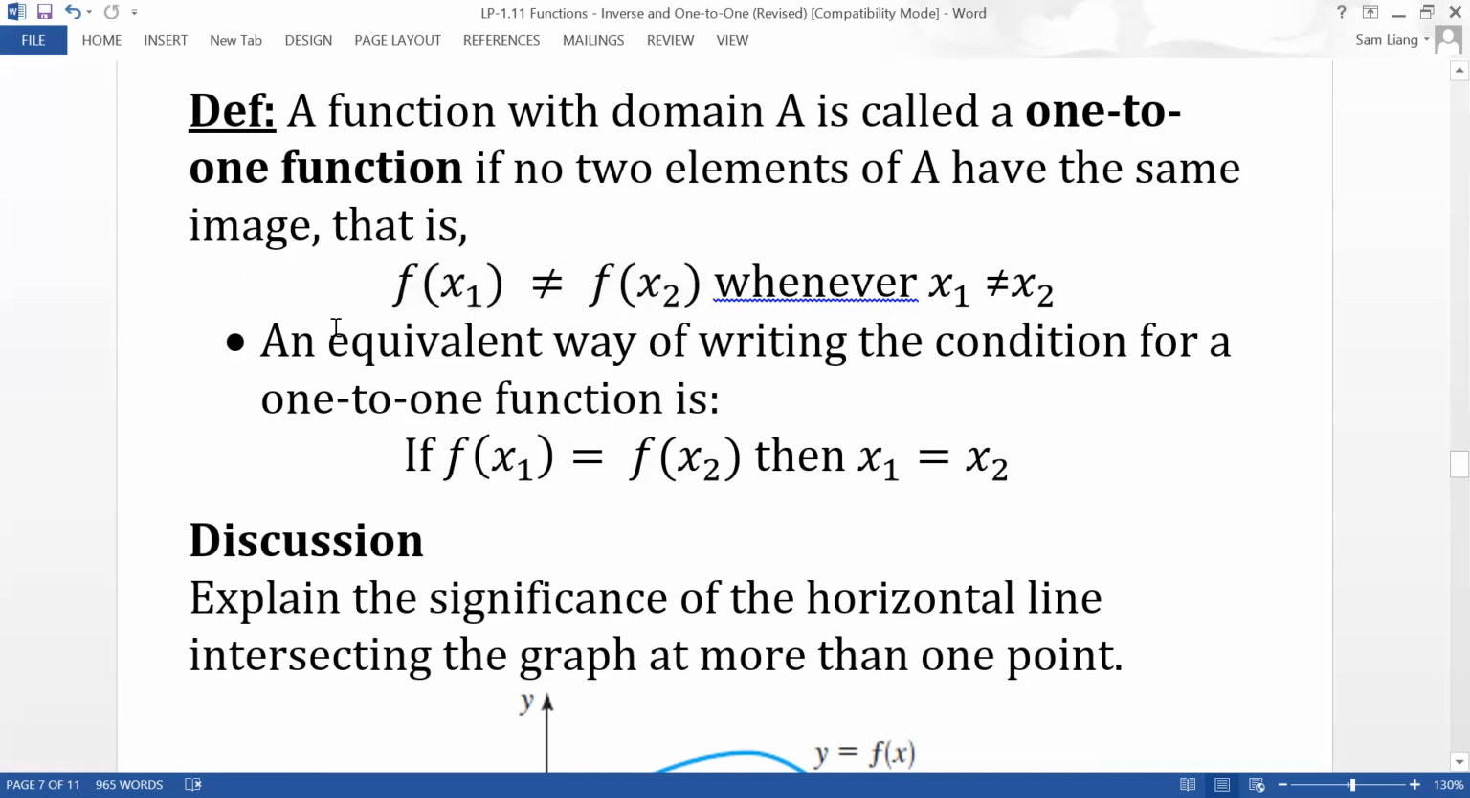Okay, an equivalent way of writing the condition for a one-to-one function is: if f of x1 equals f of x2, then x1 equals x2. Okay, so please pause this here, and then I'll talk about it.